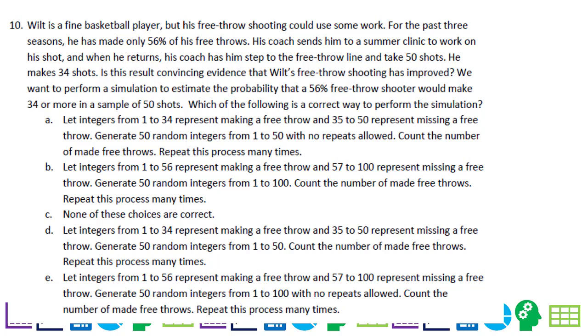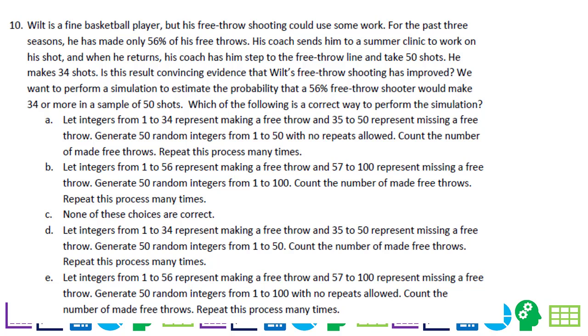Is this result convincing evidence that Wilt's free throw shooting has improved? We want to perform a simulation to estimate the probability that a 56% free throw shooter would make 34 or more in a sample of 50 shots. Which of the following is a correct way to perform the simulation?